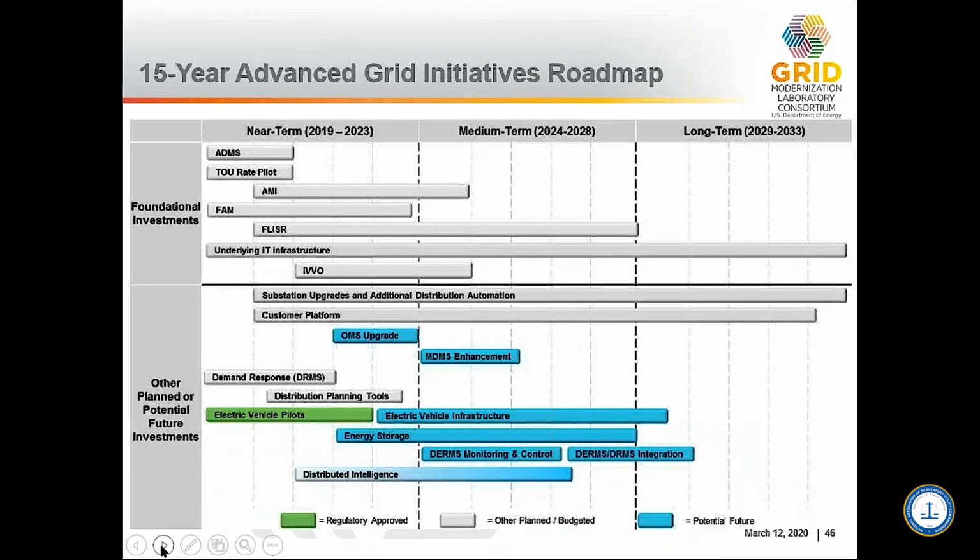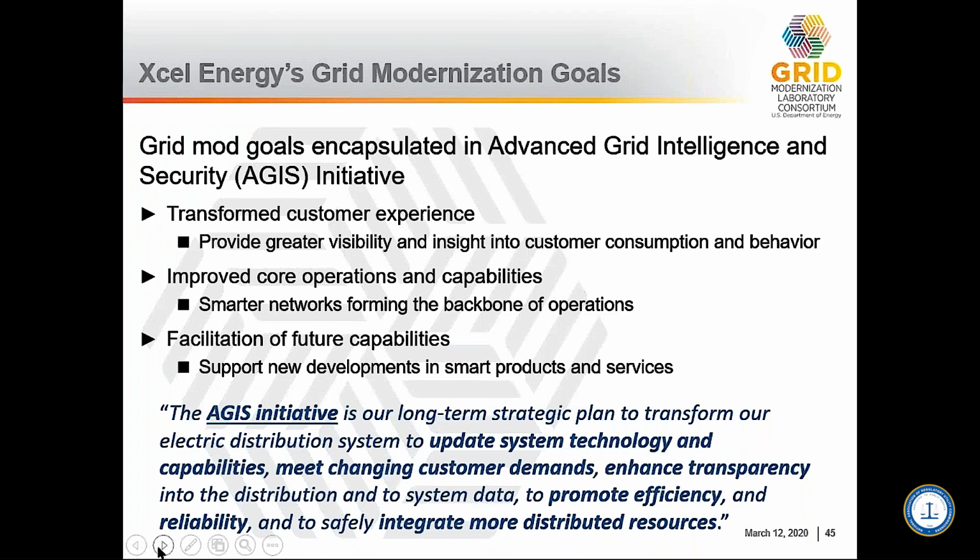So Xcel's grid modernization goals are encapsulated in the Advanced Grid Intelligence and Security Initiative, so-called AGIS, which aims to transform the customer experience, to improve core capabilities, and importantly, to integrate non-wires alternatives, DER, and advanced forecasting initiatives.